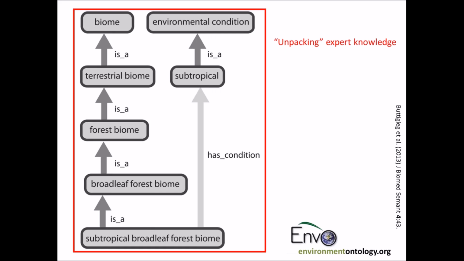So this is referred to as unpacking that expert knowledge. Here at the very bottom, we see the class, a subtropical broadleaf forest biome. It has some sort of planetary condition, subtropical, describing the climatic zones. And then it belongs to a hierarchy of biomes working up through other kinds of broadleaf forests, differentiated by, so our bottom class there is differentiated by having that subtropical condition, then to forests in general, terrestrial biomes in general, and finally into a top-level class that is simply biome. Again, that's how we take some human knowledge, unpack it, and encode it into an ontology.